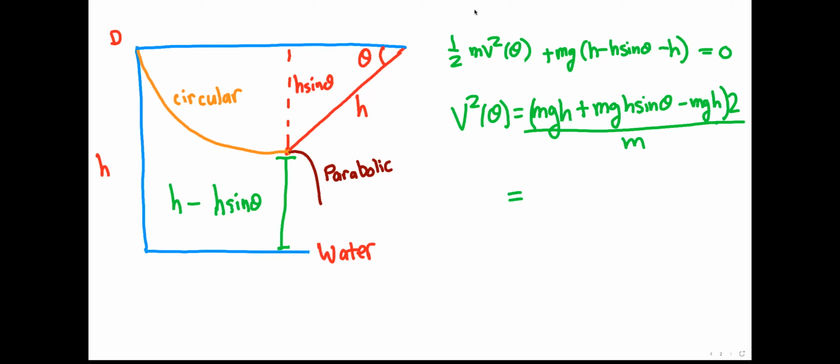So we have mgh and negative mgh, so we can remove those. Oh, yeah, right. And then we just have mgh sine theta over m times 2. So we can remove the m's as well, I think. So we end up with 2 times gh sine theta, and v of theta will be the square root of that.